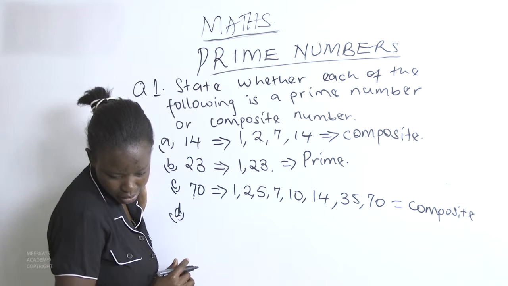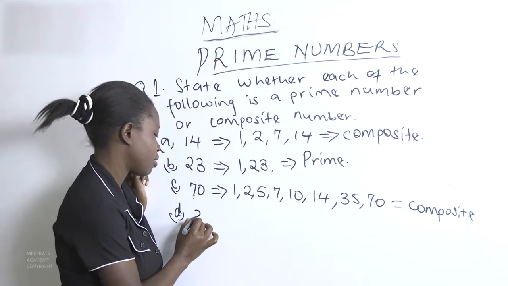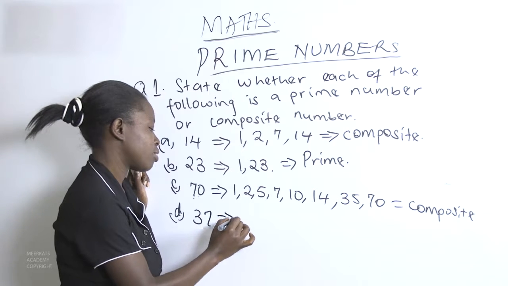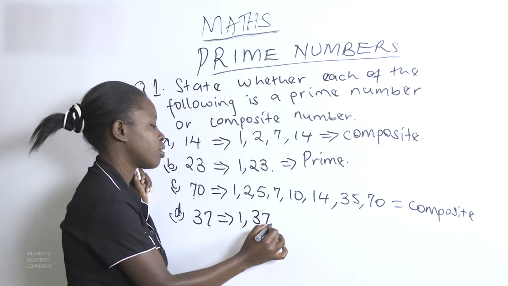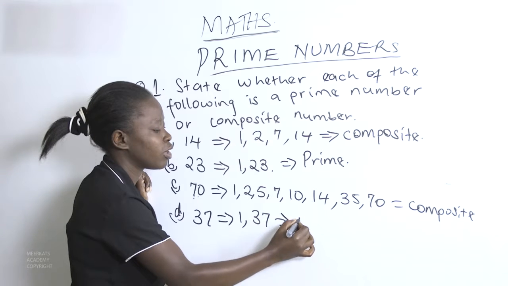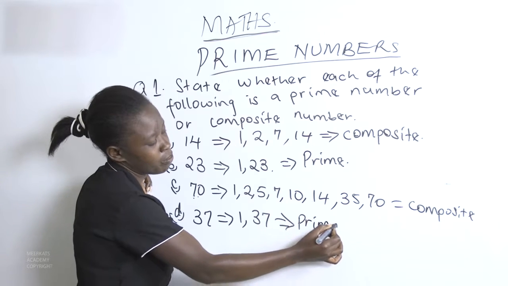Another example we have is 37. 37 has only 1 and 37. So since it has only 2 factors, it is a prime number.